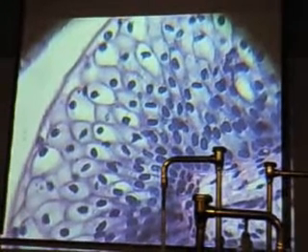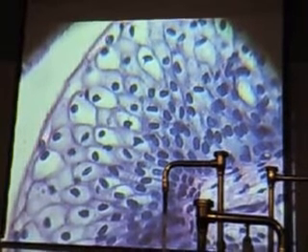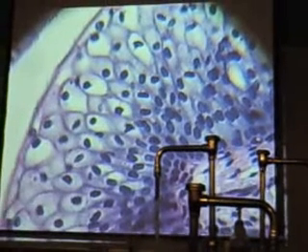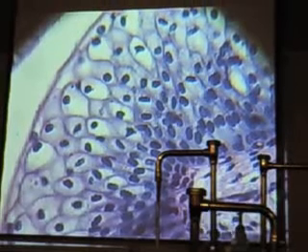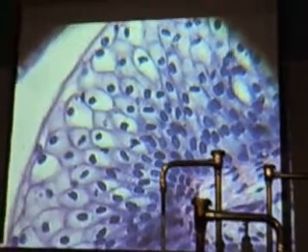Transitional. How do you know? Number one, you've got these what? Dark dome cells up here. Now, if this is the basement membrane, notice how all those cells are what? At a 90-degree angle to that. Right? Okay. What organ system? Urinary.